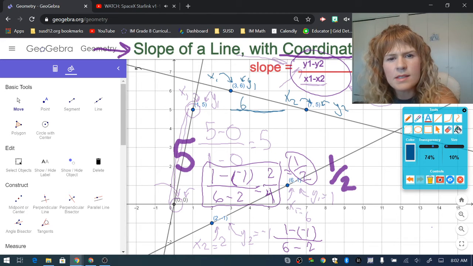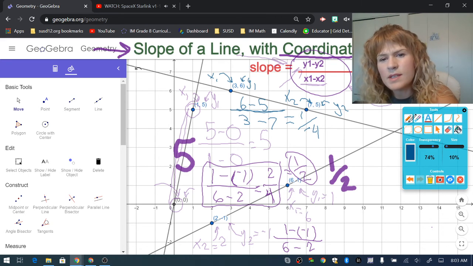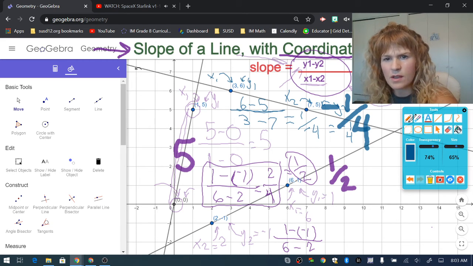Okay, y1 is 6 minus y2 is 5, divided by x1 is 3 minus x2 is 7. That equals 6 minus 5 is 1, over 3 minus 7 is -4. The slope of this line equals -1/4. Let me write that big on the line. -1/4.